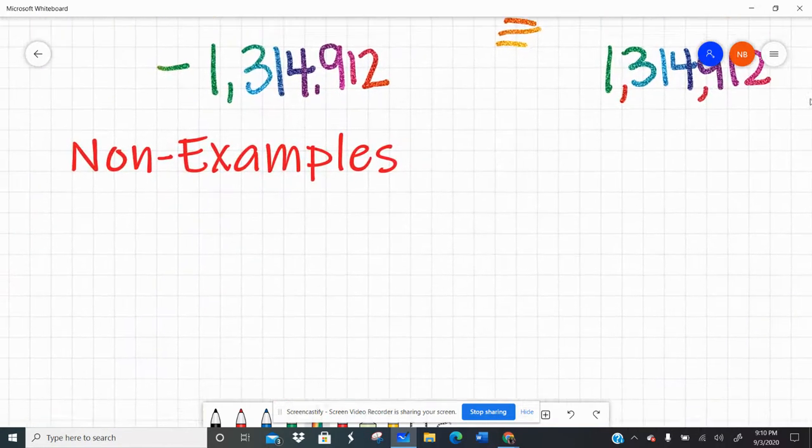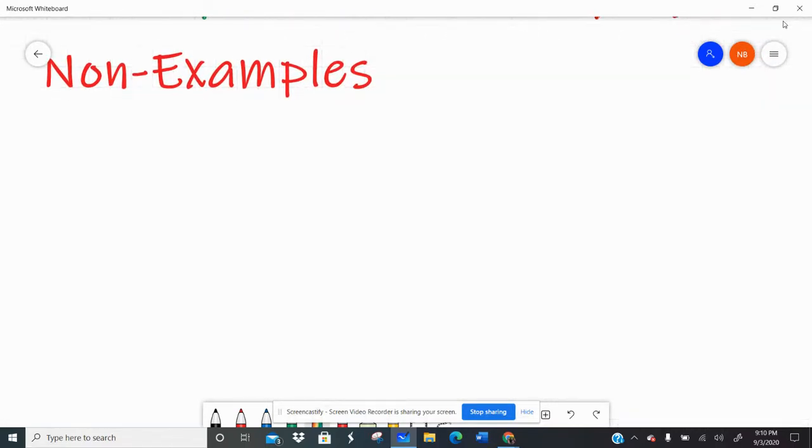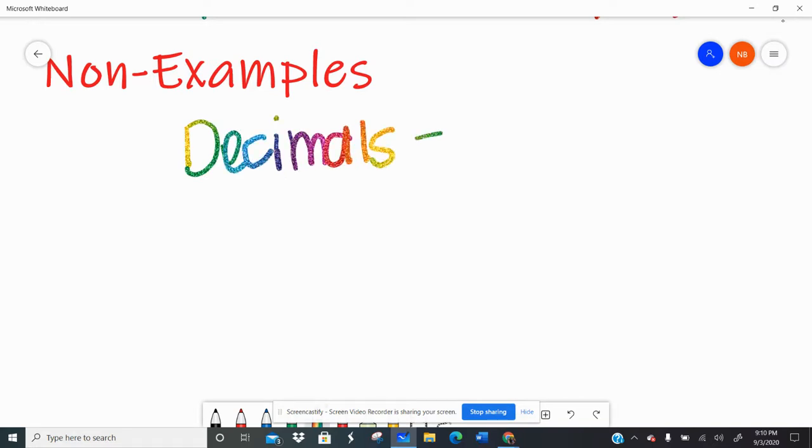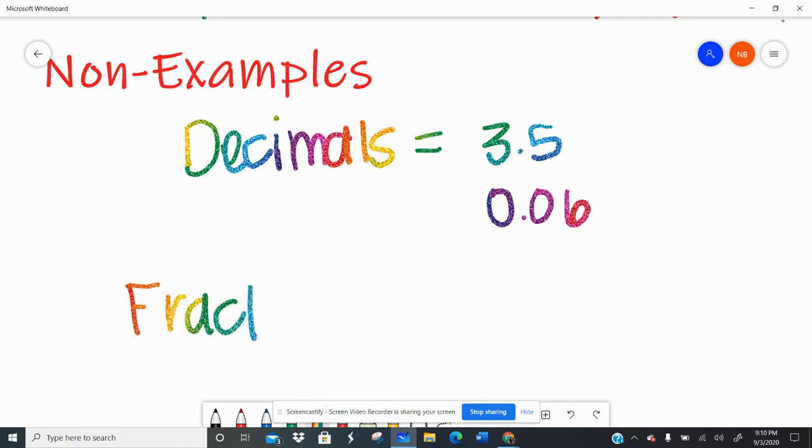So let's talk about what's not an integer. Integers are not anything between those main tick marks on a number line. So like decimals are not integers, right? Anything that has a whole number and then a little bit more, not an integer. So like 3 and 5/10, not an integer. 6/100, not an integer. Decimals are not integers, and fractions are not integers.